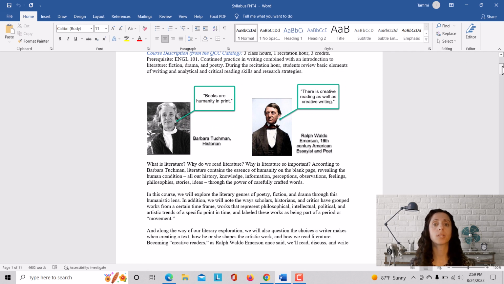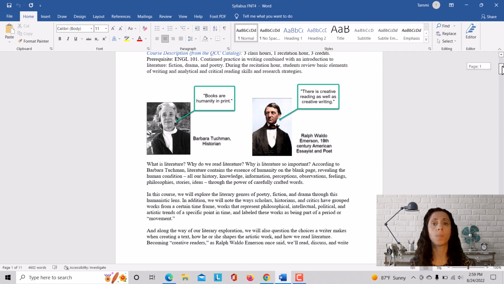So let's take a look at the course description of English 102 from the QCC catalog. The catalog tells us that the course is 3 class hours, 1 recitation hour, 3 credits. The prerequisite is English 101. And the description of the course is continued practice in writing combined with an introduction to literature: fiction, drama, and poetry. During the recitation hour, students review basic elements of writing and analytical and critical reading skills and research strategies.